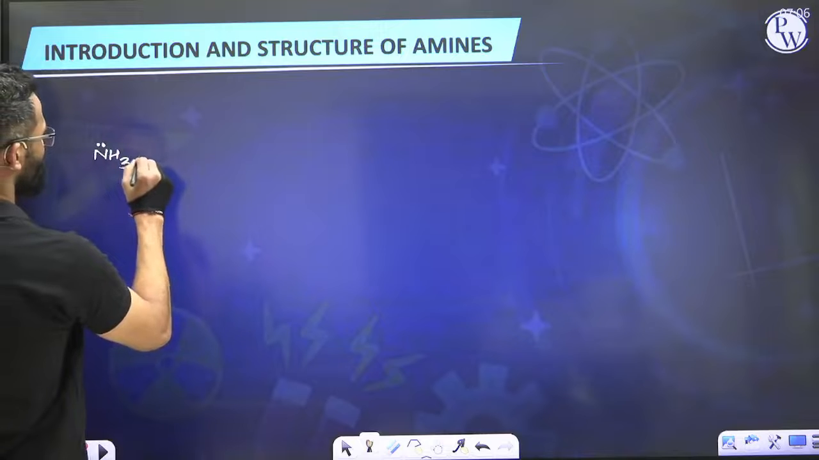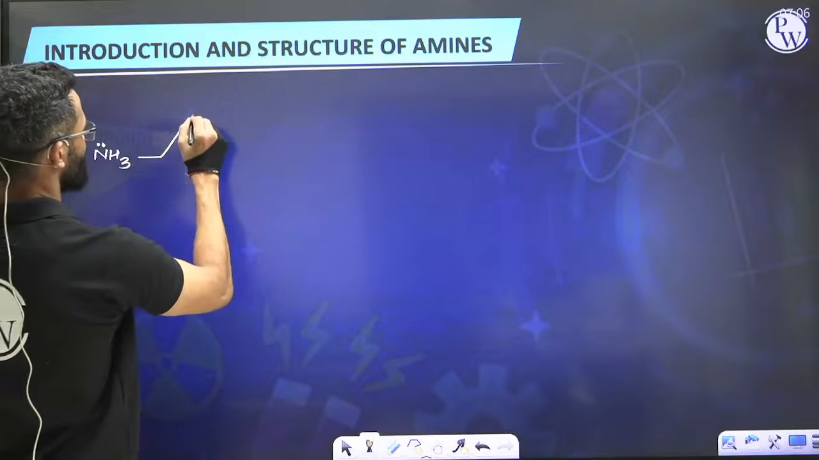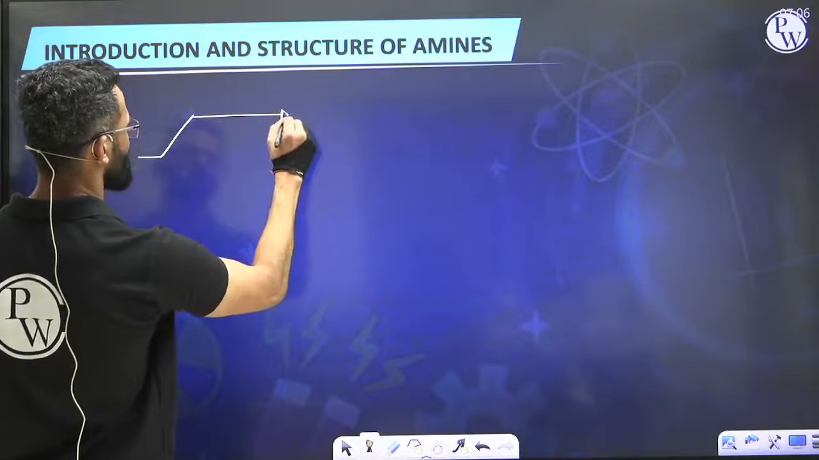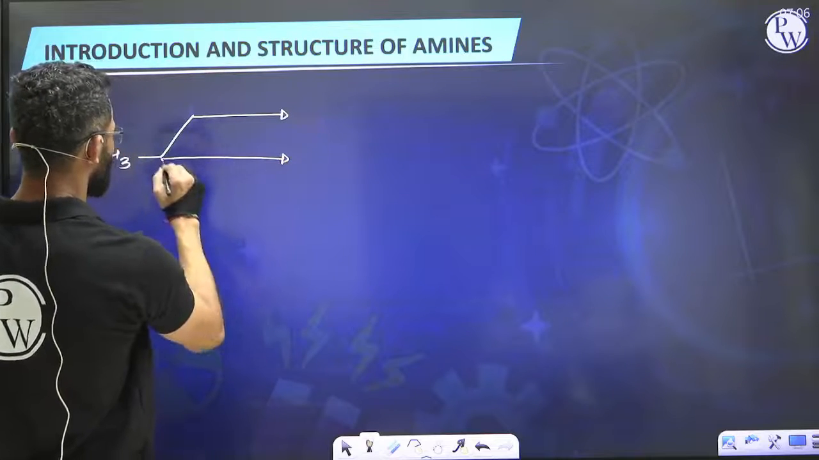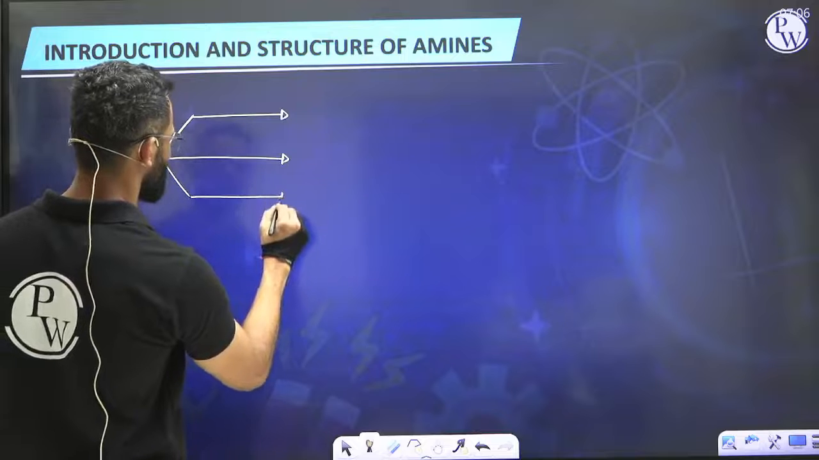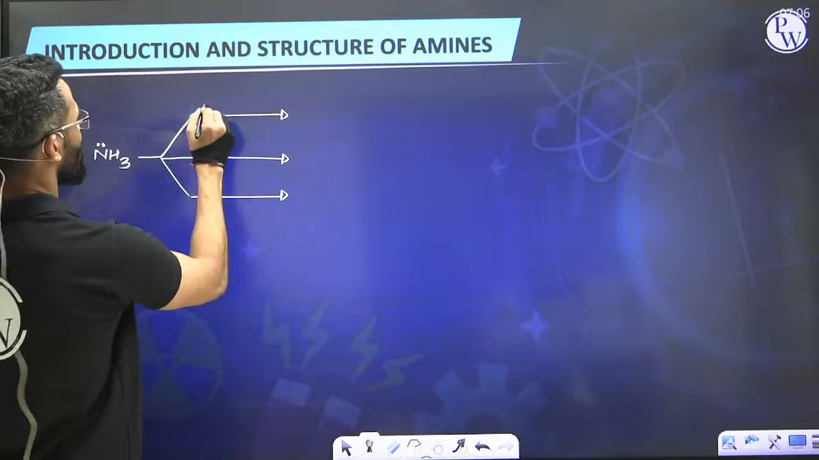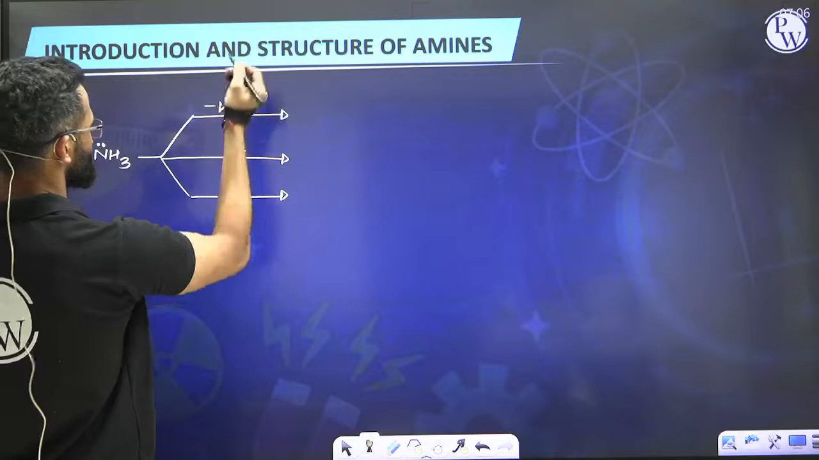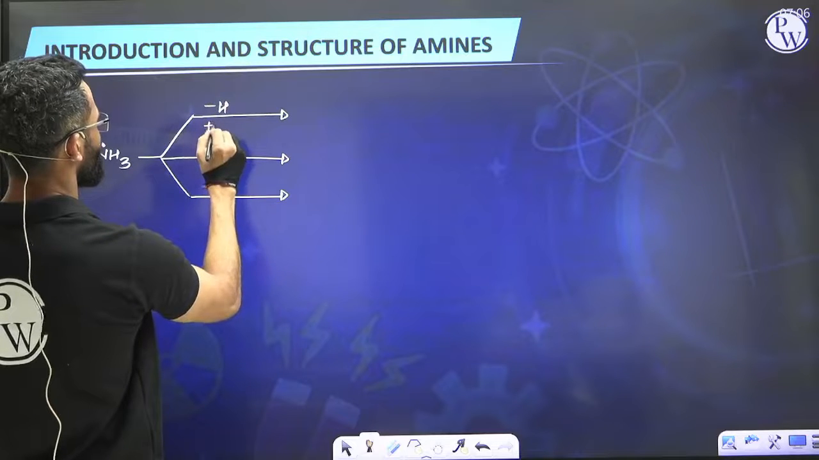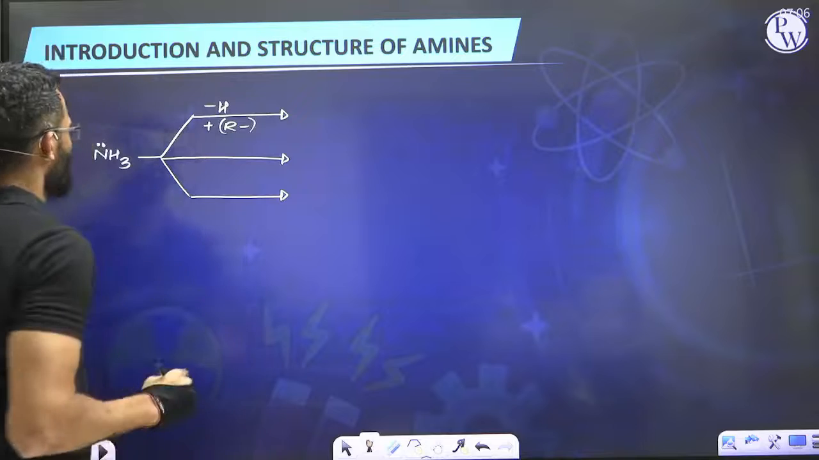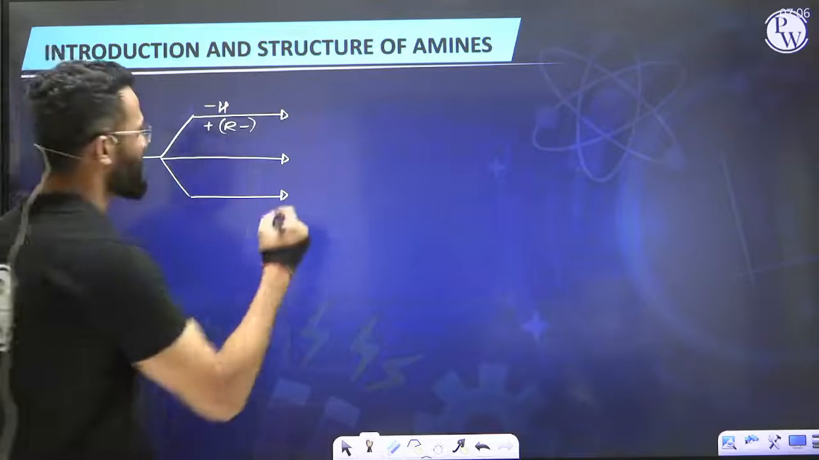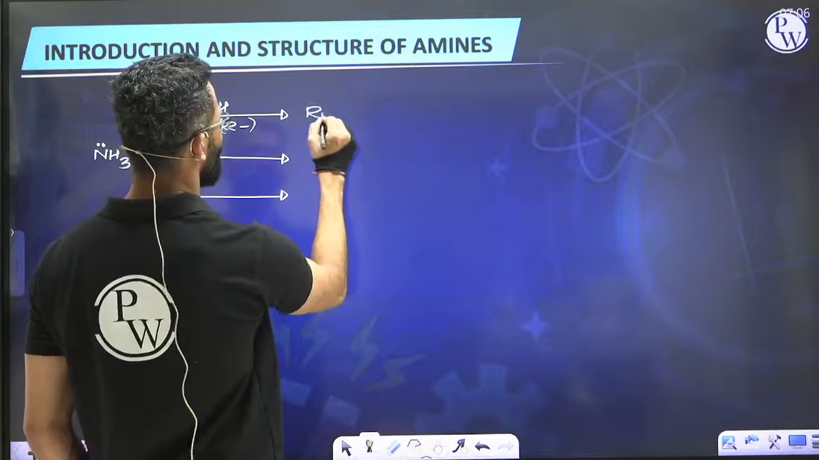And now we are assuming that in this ammonia we are going to make some small changes in terms of substitution reactions. So let's say one hydrogen atom of ammonia is substituted by one alkyl group. If that happens, NH3 will now exist as RNH2.